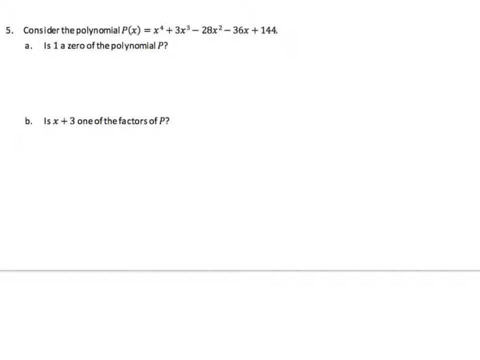Okay, consider the polynomial p of x equals x to the 4th plus 3x cubed minus 28x squared minus 36x plus 144. Is 1 a 0 of the polynomial? So that means I'm going to plug 1 in.